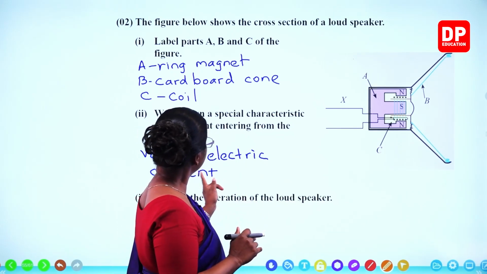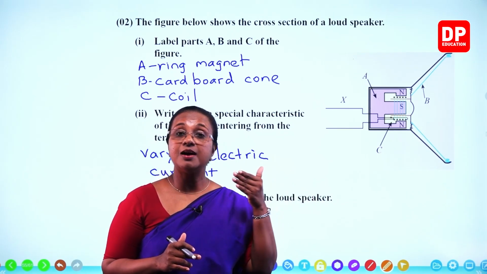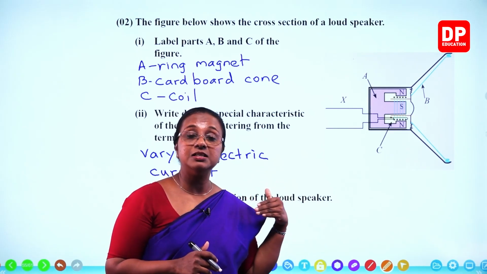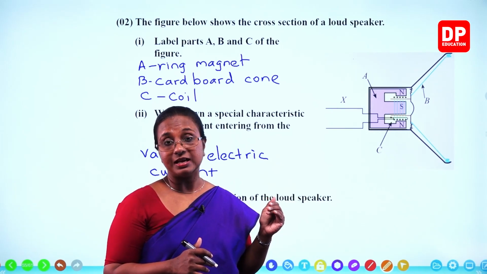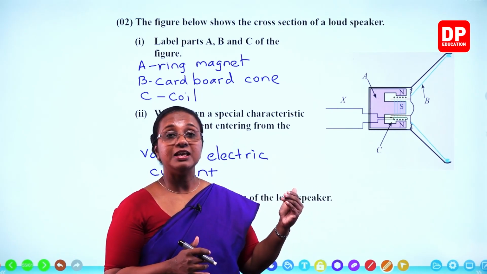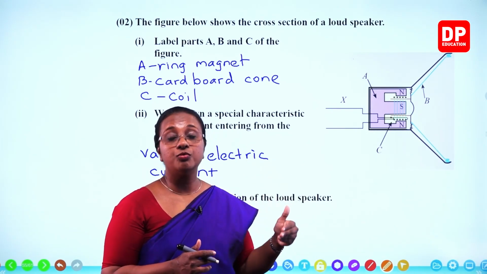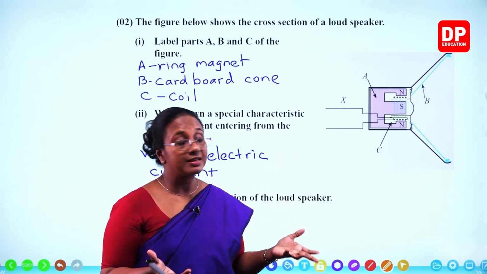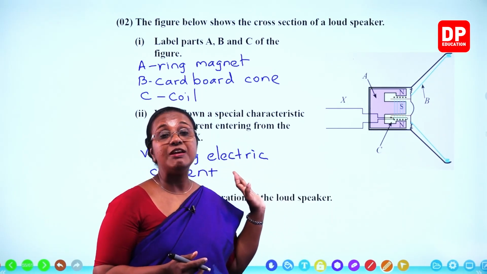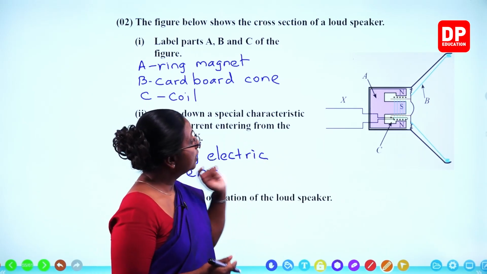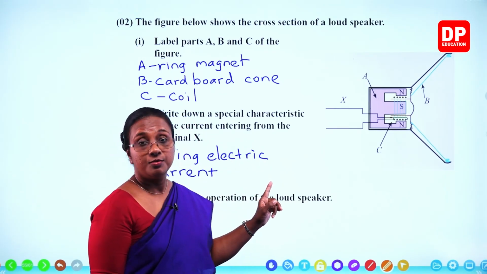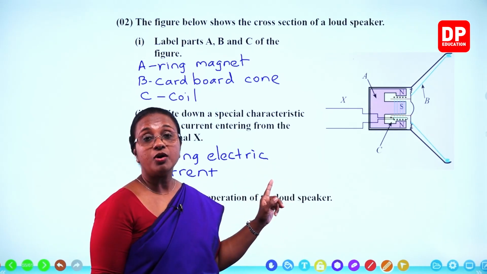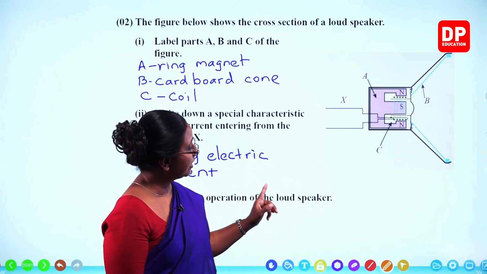Now, if you don't give a varying current, again there will be no movement. If it is a continuous current, then the force will be only in one direction. Only when it is a varying current, there will be a movement. So, that is another reason why the current has to be a varying current. So, due to the movement of the coil back and forth, there will be a vibration.